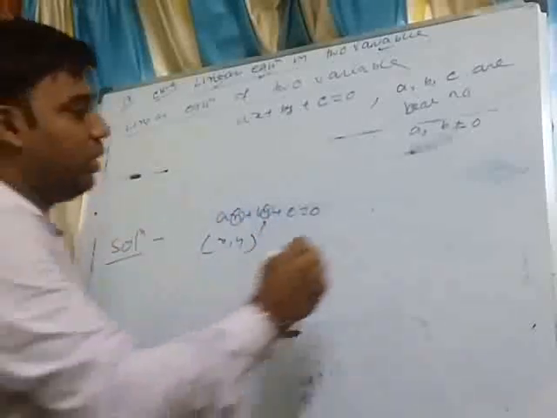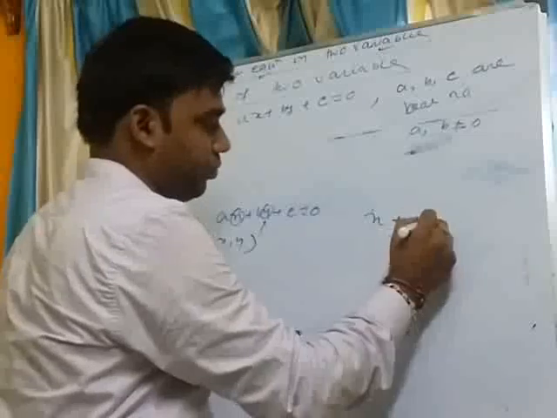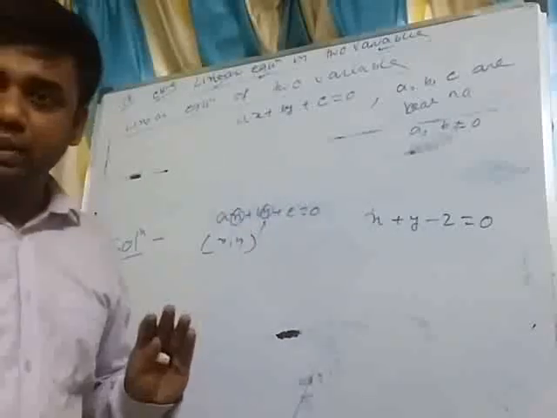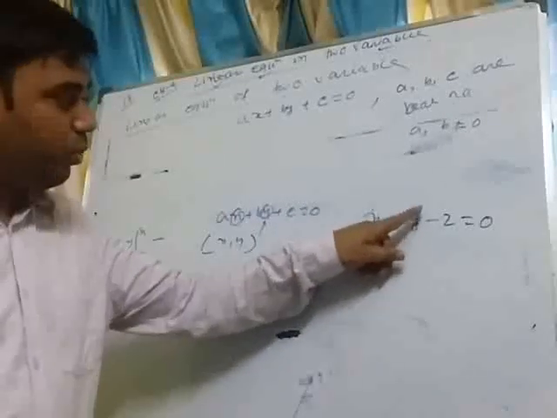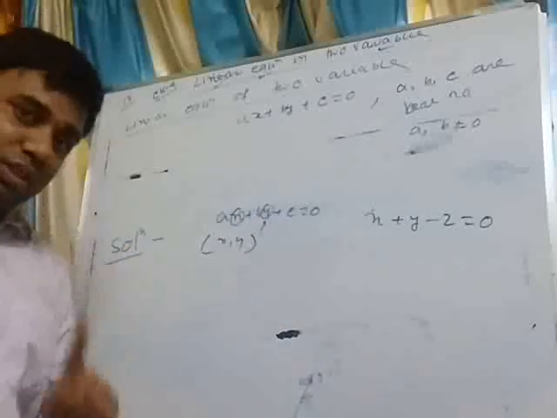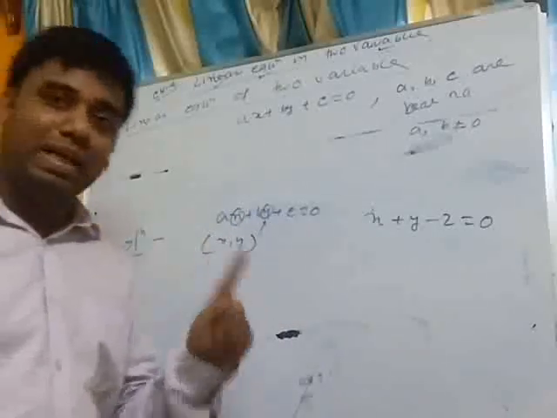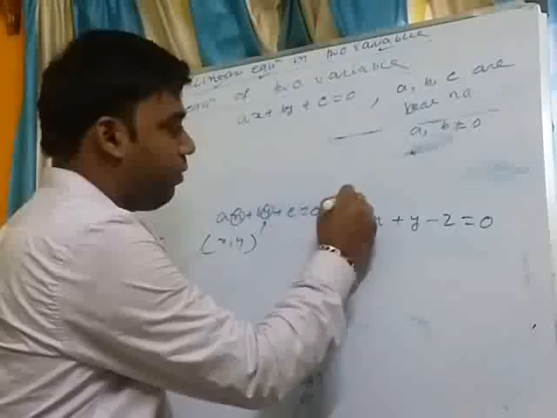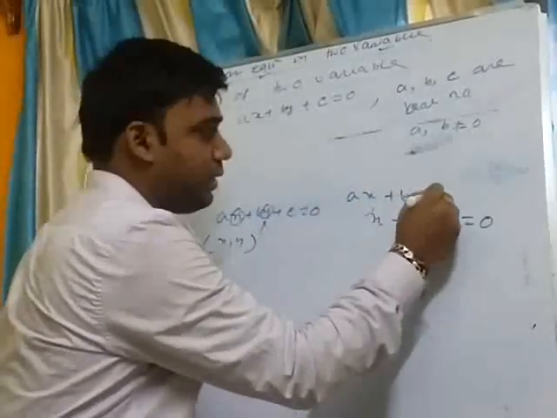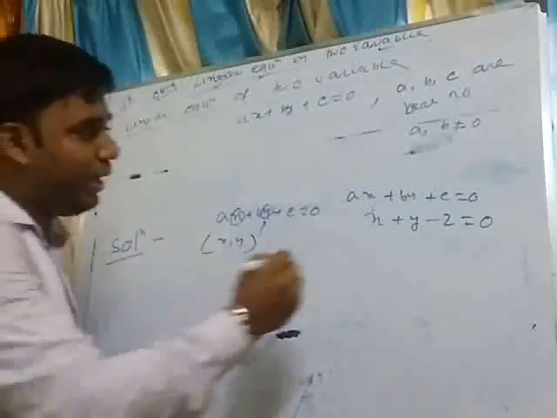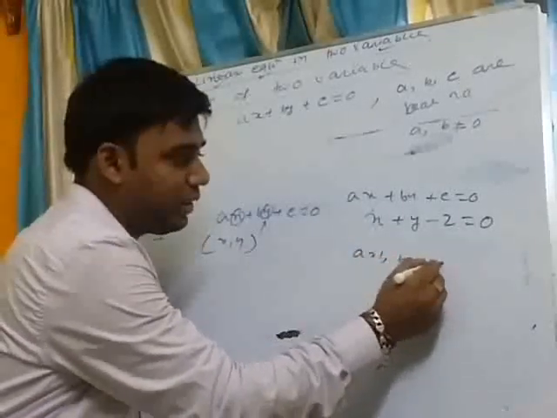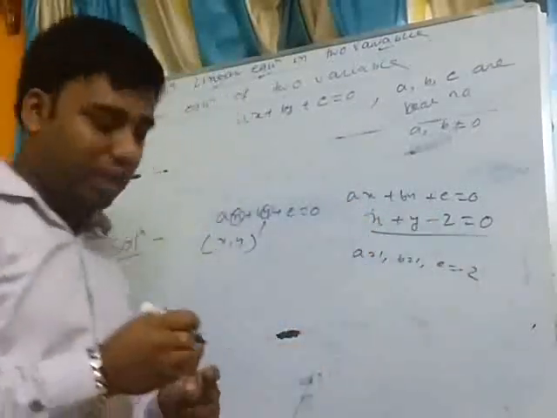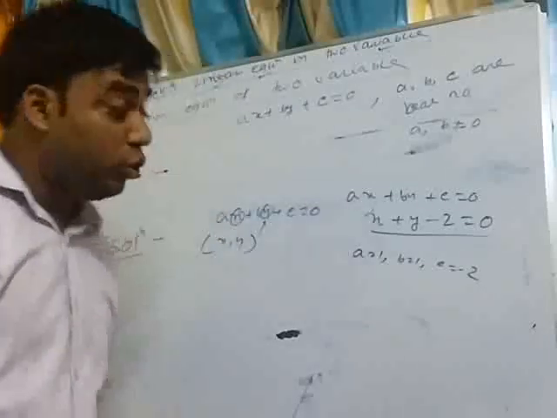I am taking an example, x plus y minus 2 equal to 0. First of all, it is a linear equation. Why? The power of x is 1, the power of y is 1. So the maximum degree, maximum power, is 1. That's why it's a linear equation. Now if I compare this with the general form ax plus by plus c equal to 0, we get a equal to 1, b equal to 1 and c equal to minus 2. So a and b are not equal to 0, so x plus y minus 2 is a linear equation in two variables.